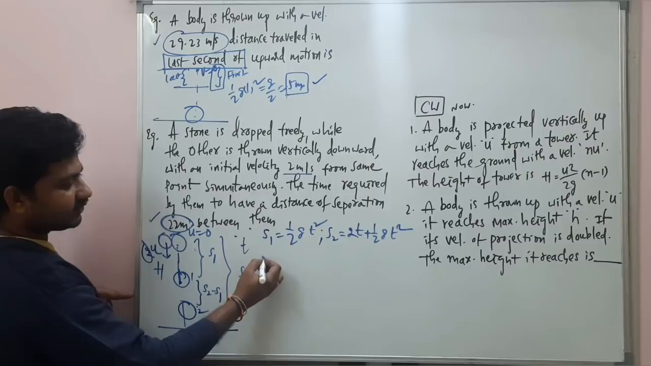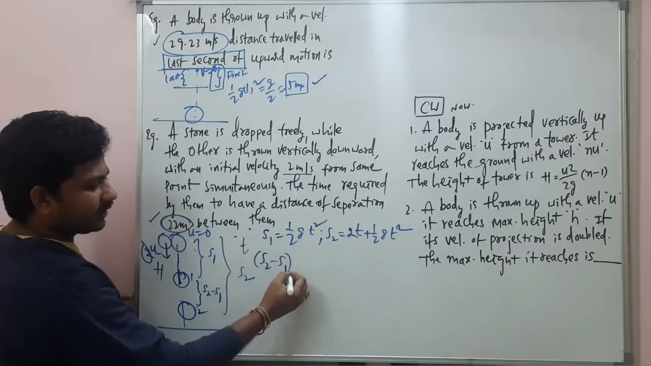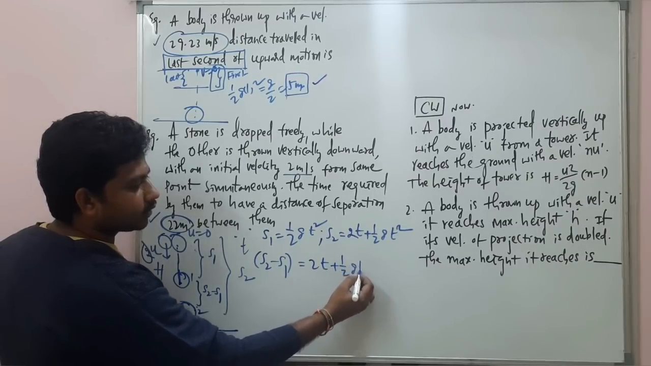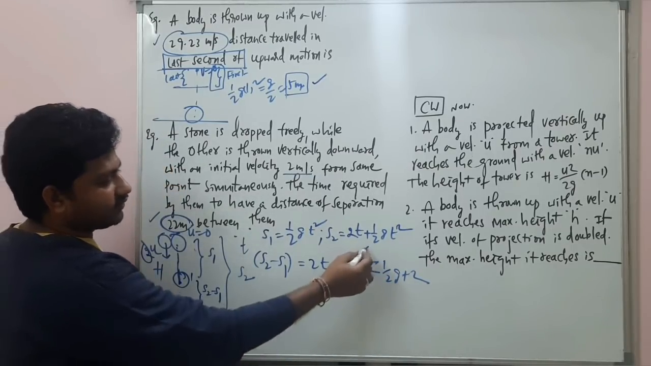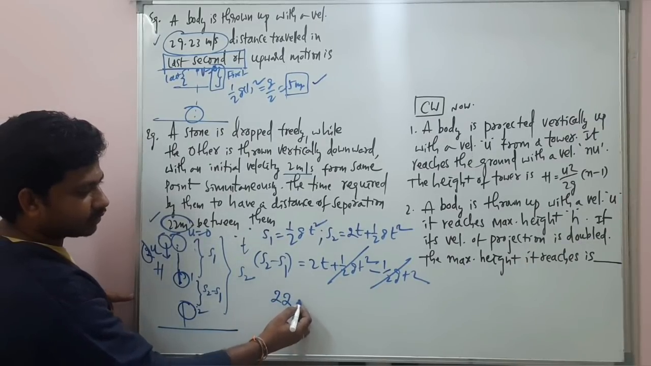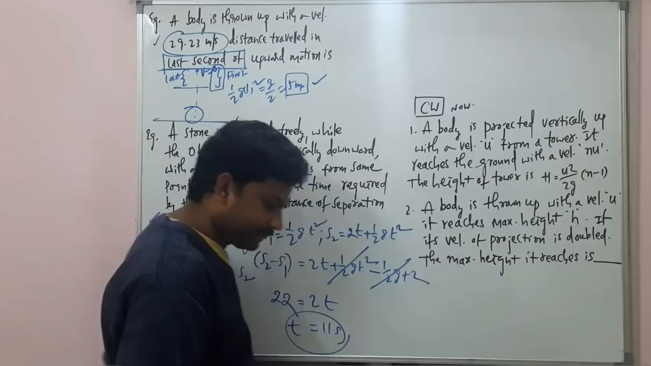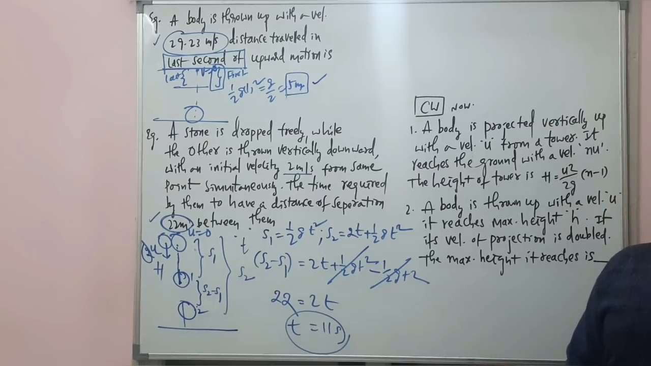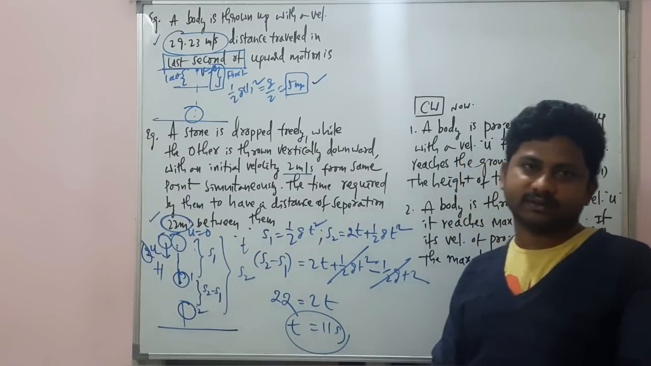The question is finding S2 minus S1, which is already given as 22 meters. So S2 minus S1 is equal to S2, which is 2t plus half g t square, minus S1, which is half g t square. Half g t square cancels. S2 minus S1 is given as 22 meter, which is equal to 2t. From here, t is equal to 11 seconds. After 11 seconds, the distance of separation will be 22 meter.